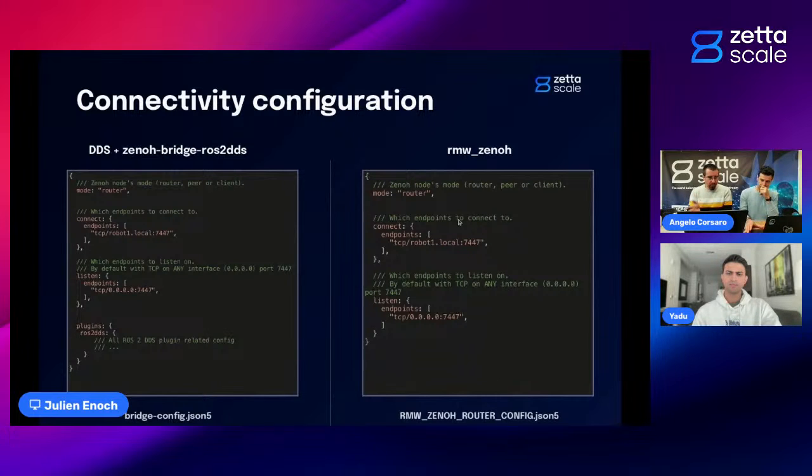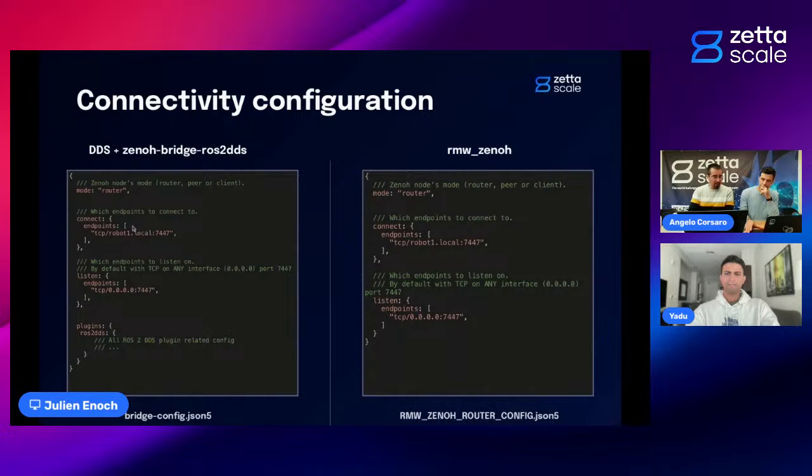But the syntax for both the bridge and Zenoh is similar. For the bridge, you have a specific section regarding the ROS 2 DDS plugin at the very end of the configuration, which is everything related to the ROS 2 DDS plugin. But for the Zenoh connectivity part, it's always the same.